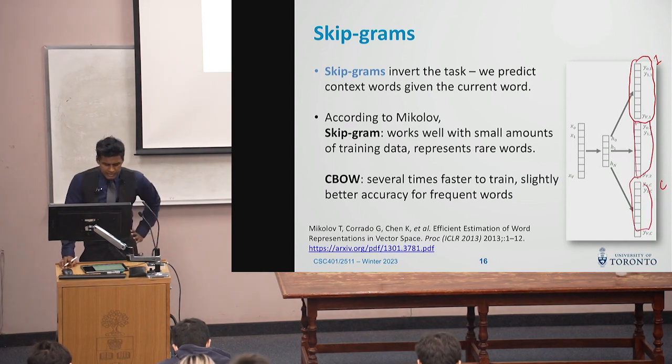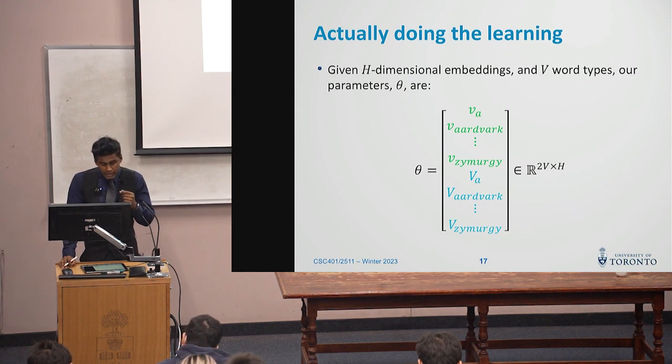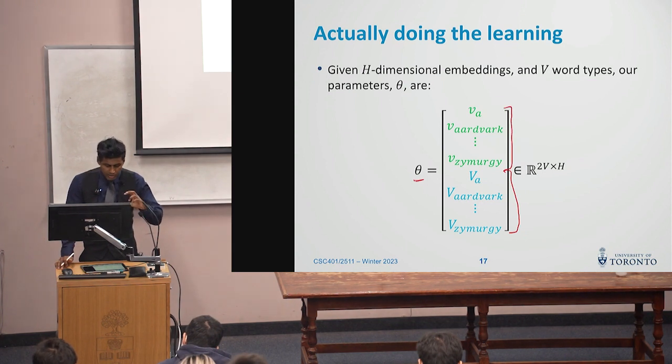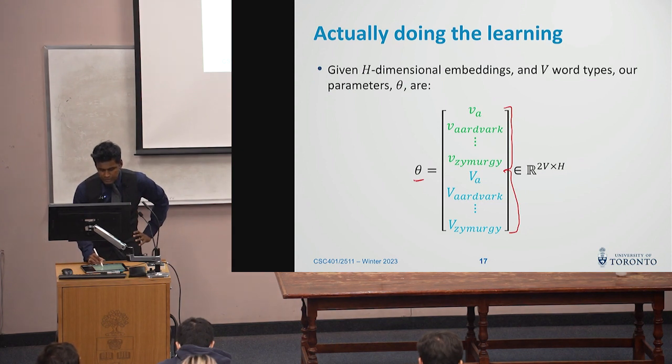Okay, so that's fine. Now let's talk about how the learning happens and how we update these weights. To talk about learning, we need to talk about our model parameters. Our model parameters in this case are the word embeddings of the input words and the output words. So we have V input word embeddings and V output word embeddings. The bottom greens are input word embeddings, and the bottom blue are output word embeddings. The total size of our parameter matrix is 2V by H.